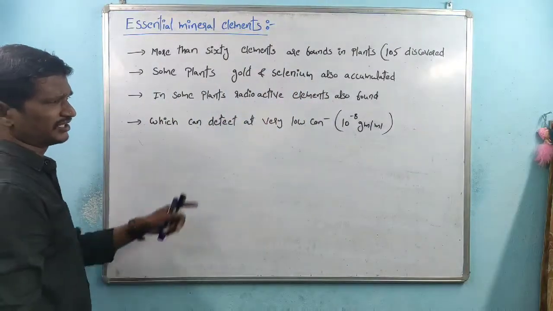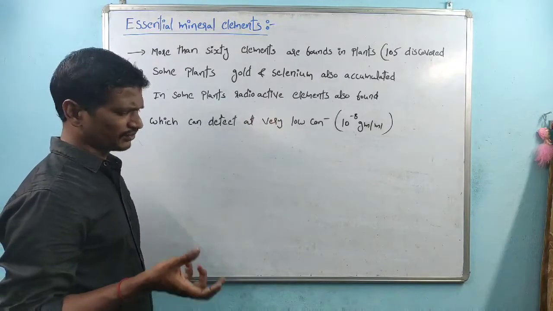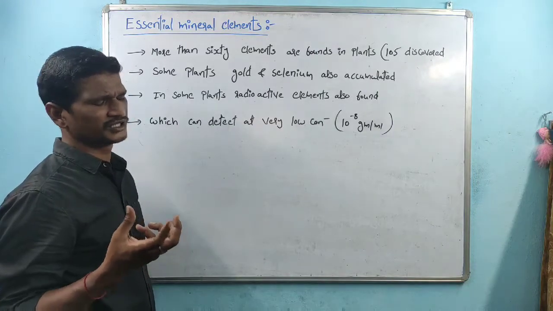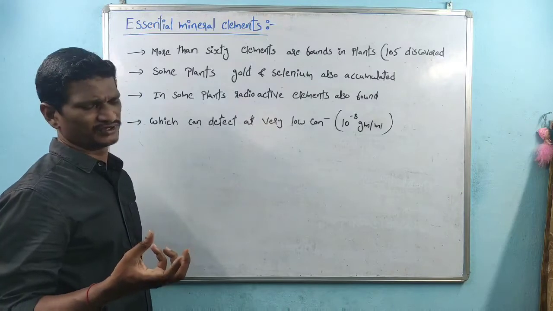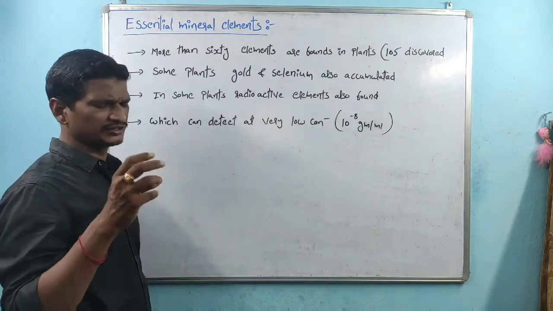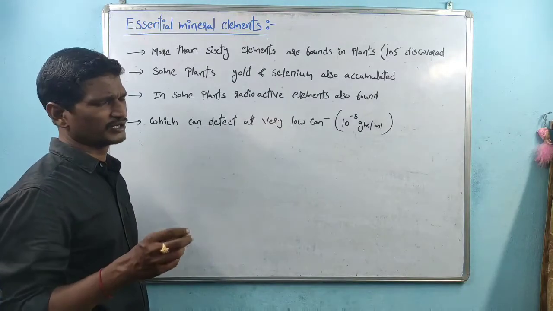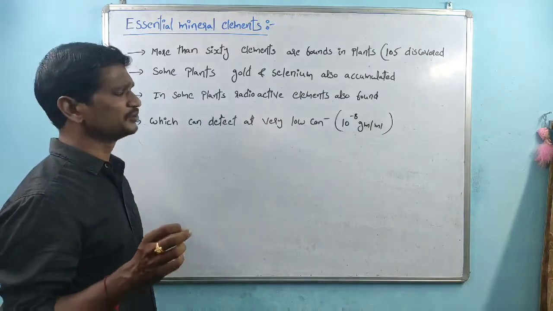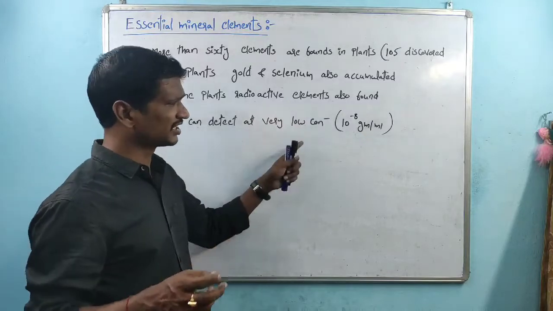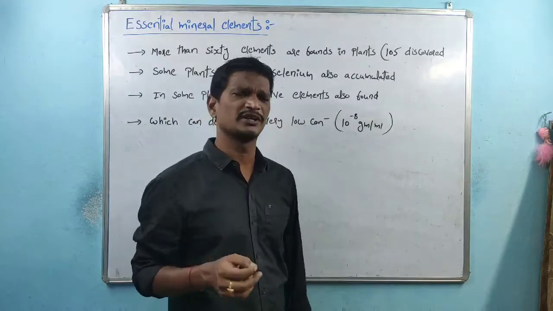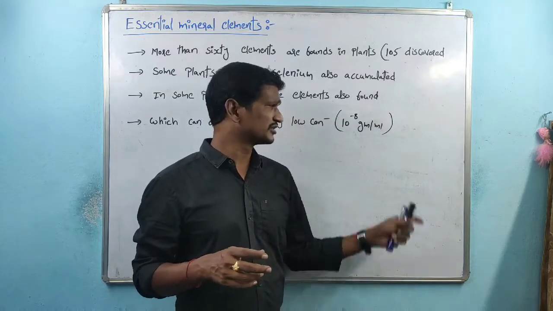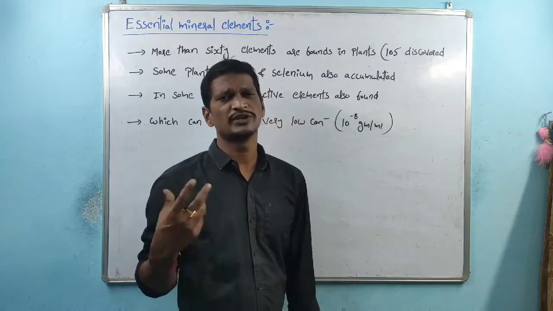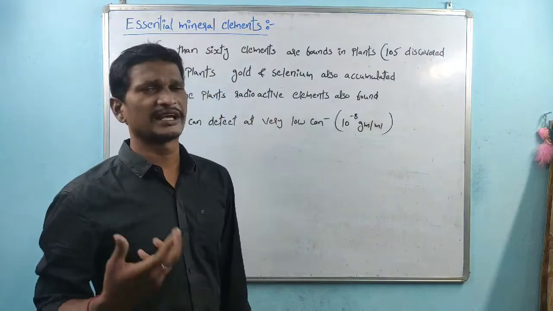Yeah, which can be detected at very low concentration. Just now I said that by the usage of new technologies and advanced techniques, we can detect minerals which are present in very low concentration within the plant body. Even that kind of mineral we can detect by advanced technology. Here the concentration is 10 to the power of minus 8 grams per ml. This is a very low concentration. Presence at this concentration also means some minerals are present, and nowadays we can find it easily because the technology is available.